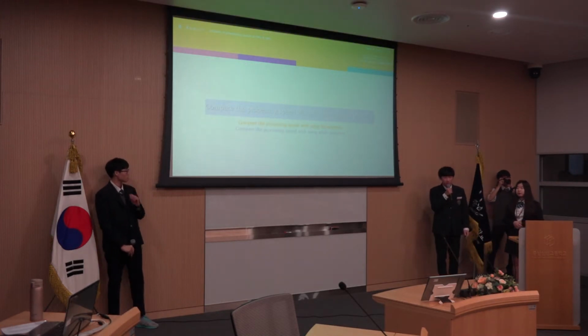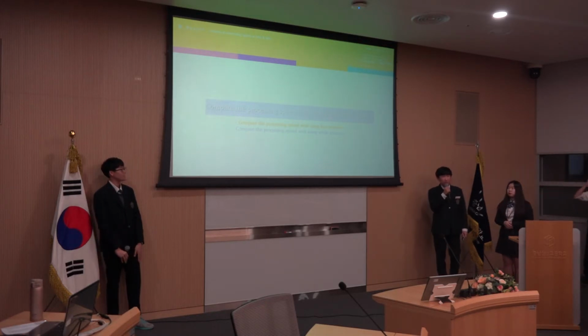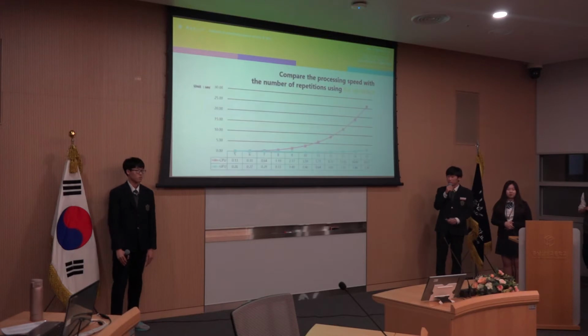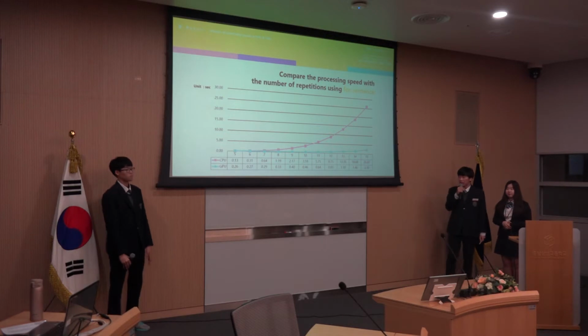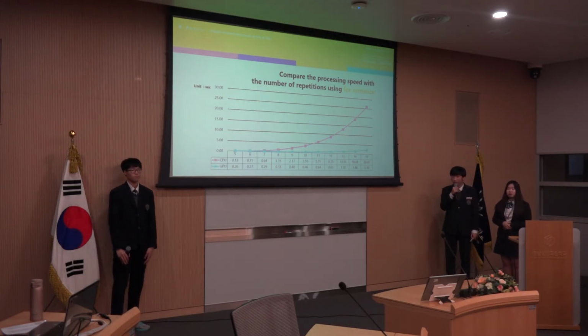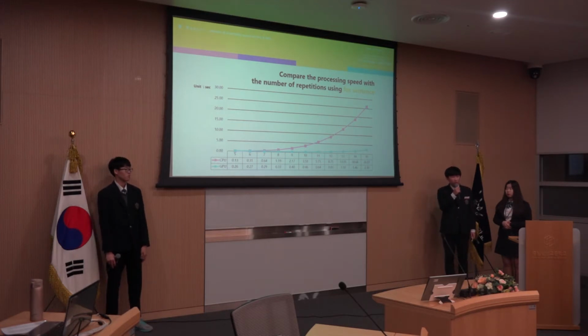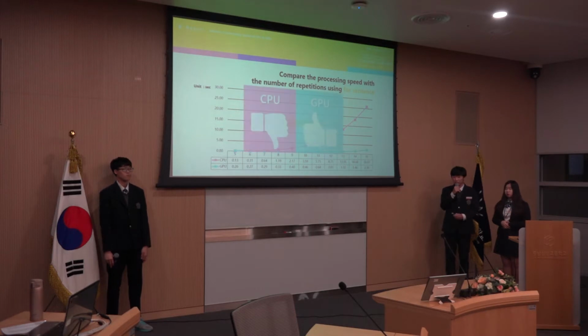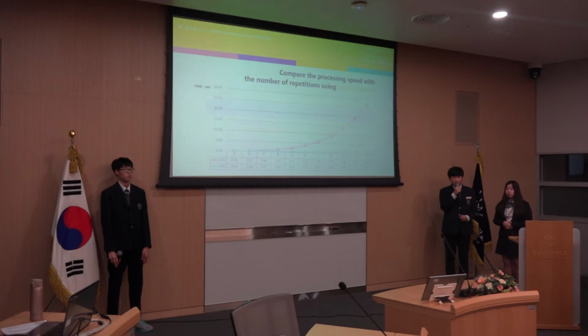Our first experiment is about repetition sentence. Let's see the result of the for sentence. The blue one is GPU and the red one is CPU. In 15 to the power of 5 times calculation, GPU was faster by about 24 seconds than CPU. As you can see, GPU's performance is better than CPU. Next is the while sentence. In 15 to the power of 5 times calculation, GPU was faster by about 26 seconds than CPU.